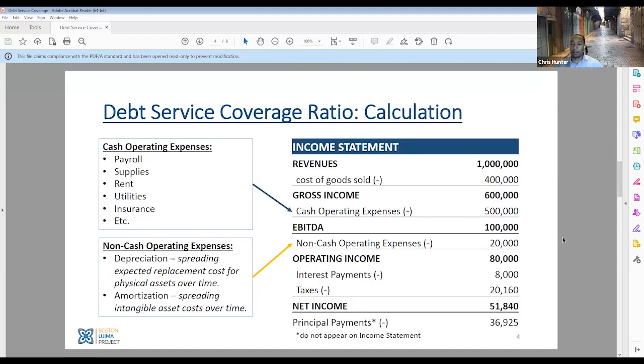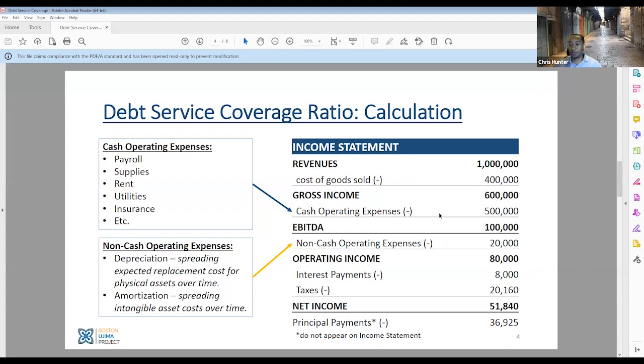So if we break that apart even more explicitly in an income statement, when looking at financials, you have revenues at the top, and then you have the cost of goods sold. In the case of a food business, that's all of the ingredients that go in to make the product. That takes you to gross income, which is what's left over.